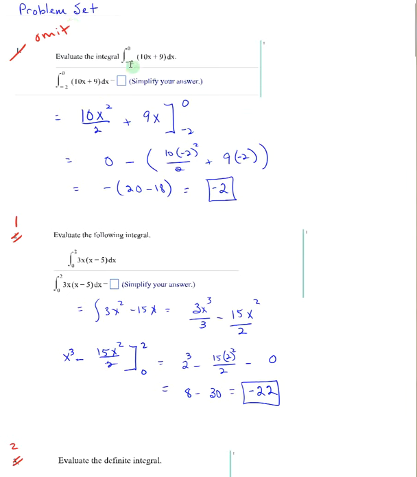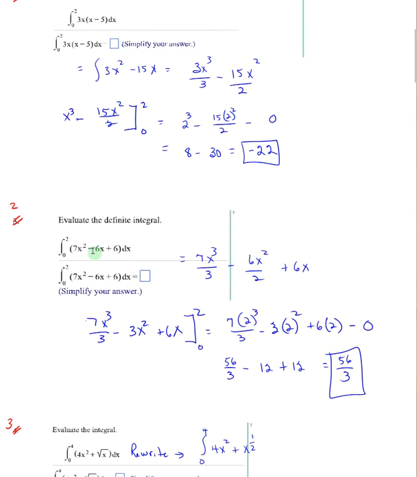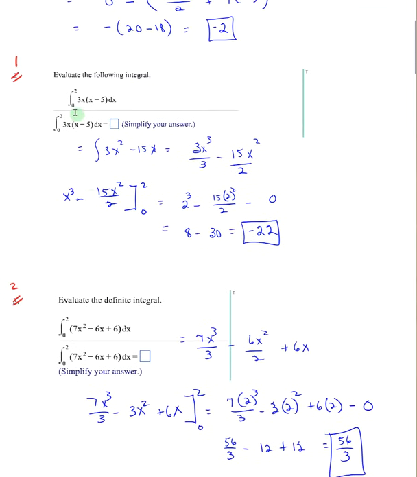All right, this number 1 has been omitted from the homework, so we'll start here, and this would be your new number 1. So let's look here. Evaluate the integral from 0 to 2 of 3x times x minus 5. So you want to go ahead and do that multiplication. And so you get 3x squared minus 15x.